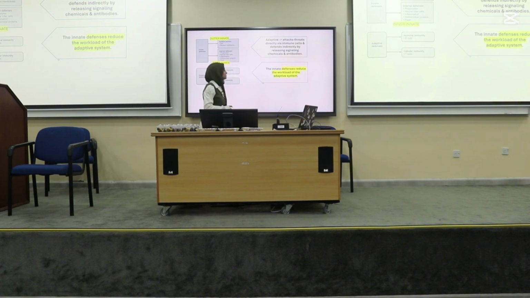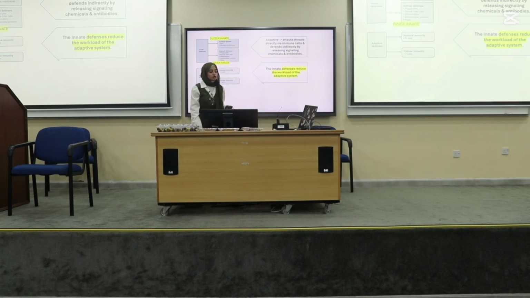The innate defense reduces the workload of the adaptive system. So how does it do that? Imagine you have security, then a little higher level is the police, and then you have the army. The security would be the first line of defense, then the police the second, and then the army, and so on. So it prevents the entry of pathogens from the start, so it doesn't cause an infection later, and reduces the workload of the adaptive by doing that.